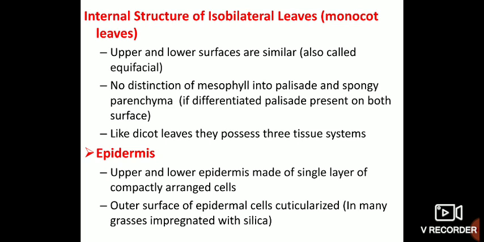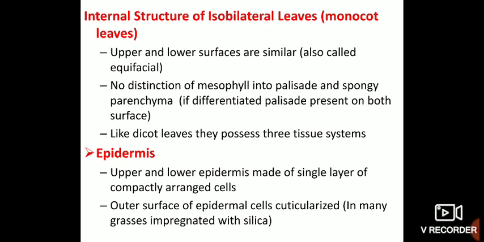There is no distinction of mesophyll into palisade and spongy parenchyma in isobilateral leaves. If it is differentiated into palisade and spongy parenchyma, palisade is present on both upper as well as lower surface. And like dicot stems, they possess three tissue systems. The first one is epidermis, then mesophyll, and finally the vascular tissue.